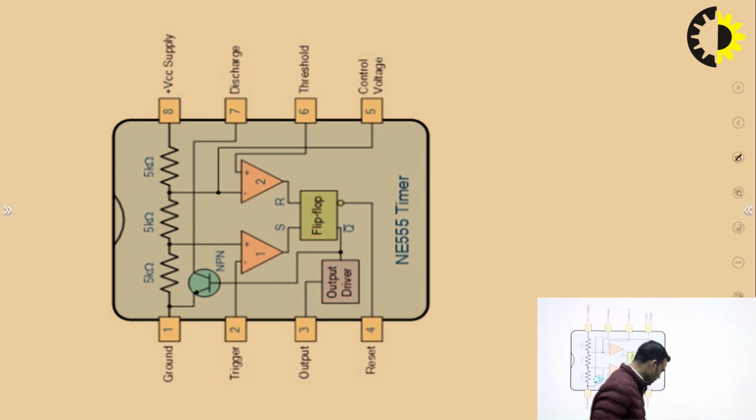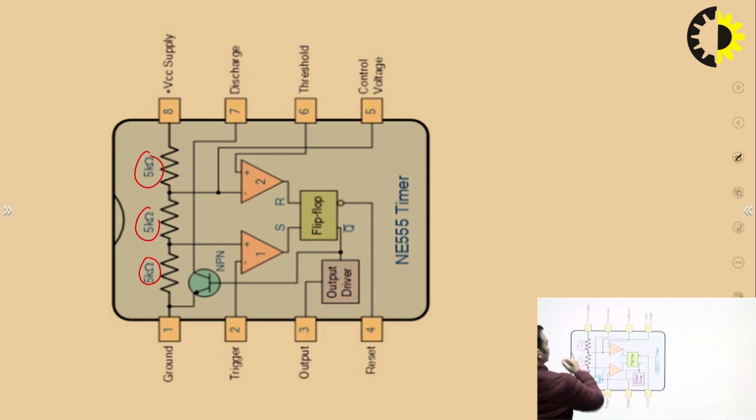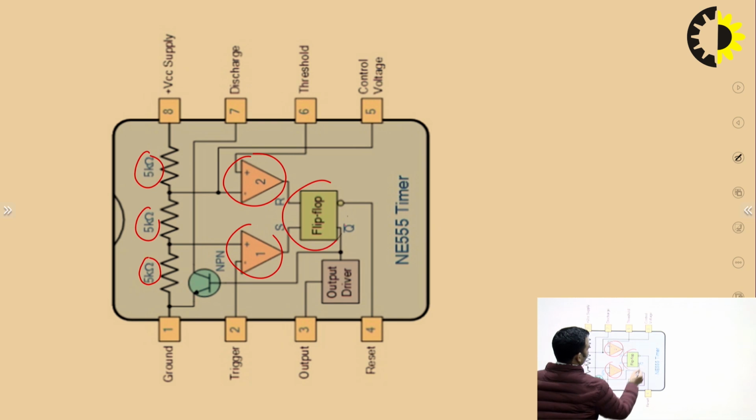As you can see here, there are three 5 kilo ohm resistors. One is this and another one is this. Due to this reason, this IC is named the 555 timer, because of the three 5 kilo ohm resistors used in this IC. And then you can see there are two comparators, one flip-flop and one transistor. In this way this IC will work, which we will see very soon.